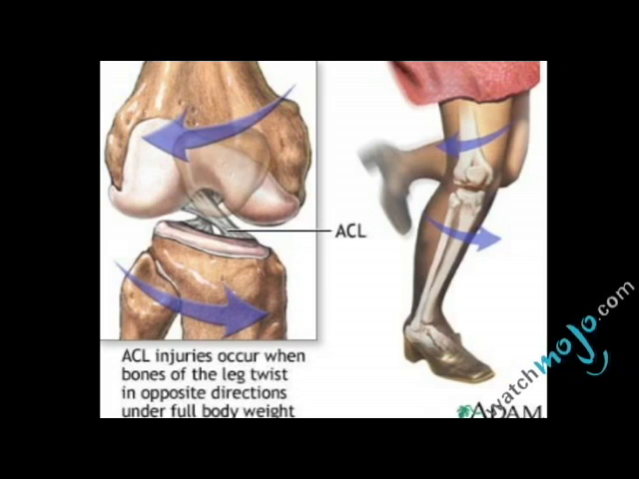However, sometimes in sports you'll have a foot planted and your body will twist one way or the other, such as in basketball, when your foot's planted you're pivoting. And what will happen is the ACL will stretch upon this twisting motion, and depending on the degree of the stretch, it will either be pulled or torn.